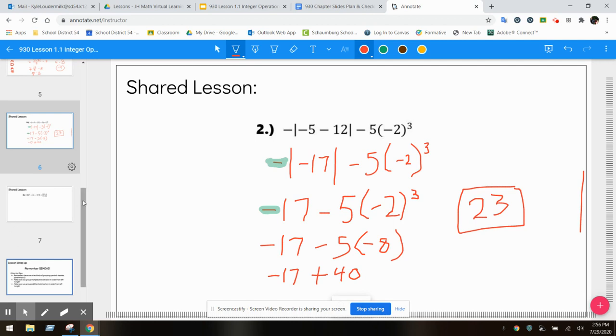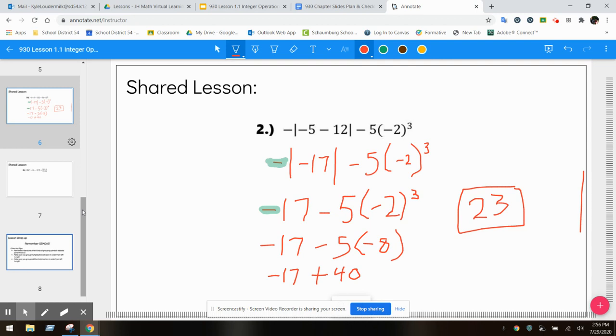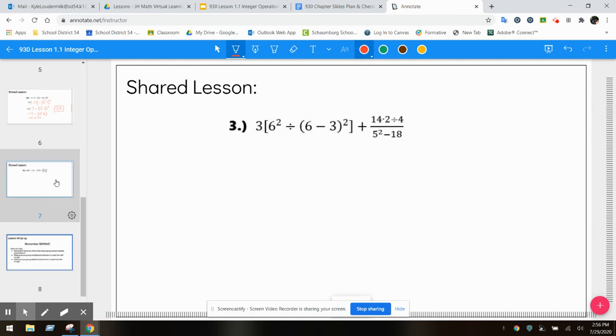Final answer 23, which just so happens to be the number of the greatest basketball player to ever live. If you're thinking somebody that plays in Los Angeles, you're wrong. It's Michael Jordan. All right, moving on to question number 3.